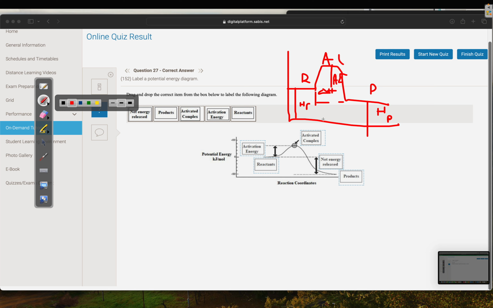So here, as we said, we have the activation energy, which is the difference between the reactants and the activated complex. The reactants will always be first, activated complex is always at the top. The net energy released is always the difference between the reactants and products, and the products will always be at the end.